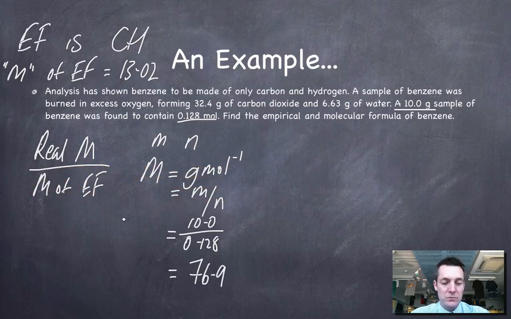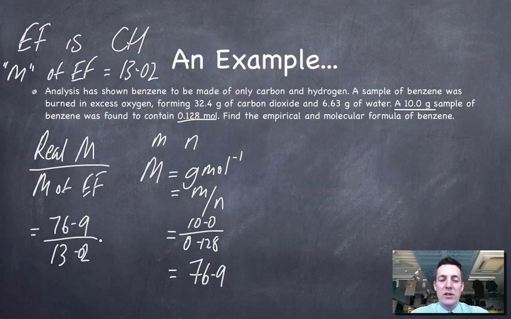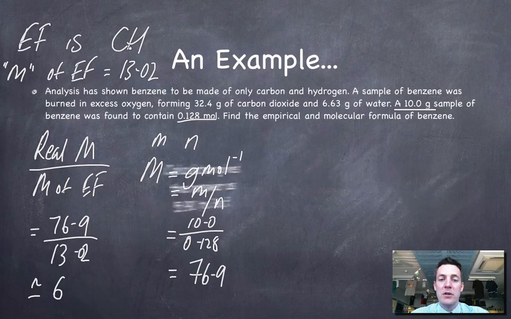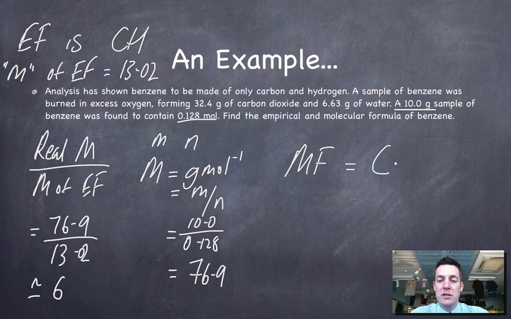Now I can put that into here, so that equals 76.9 divided by 13.02, and that's roughly equal to 6. So that means that my molecular formula is 6 times bigger than my empirical formula. So my molecular formula must be C6H6. So there we go. That's basically the end of the solution to that problem.